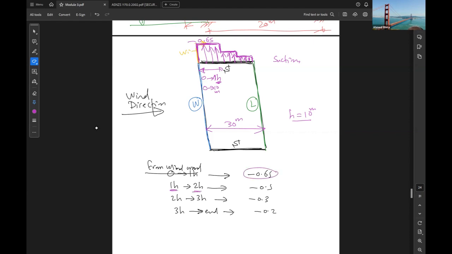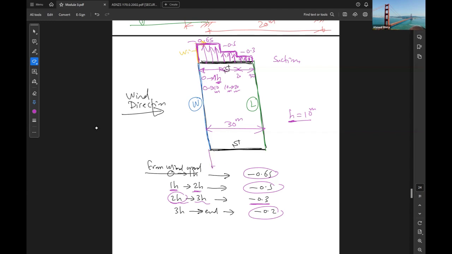From 1h to 2h, how much? The next 10 meters, so from 10 meters to 20 meters, the factor is negative 0.5. The third is from 2h to 3h, negative 0.3. So from 20 meters to 30 meters, it is negative 0.3. If the building width is, for example, 40 or 50, the remainder will be negative 0.2.